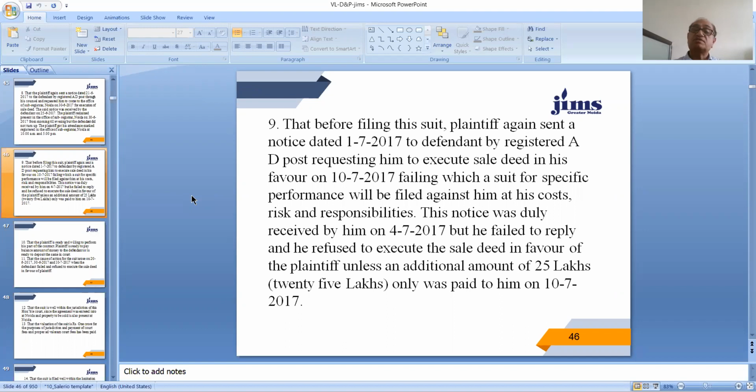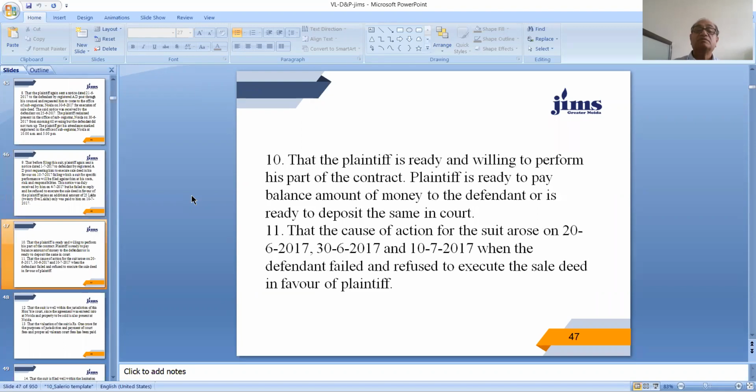And this final notice was also duly received by the builder on 4th July 2017. But he failed to reply and refused to execute the sale deed in favor of the plaintiff unless an additional amount of 25 lakh rupees was paid to him on 10th July 2017. See, now the builder has started demanding 25 lakh rupees additional amount.